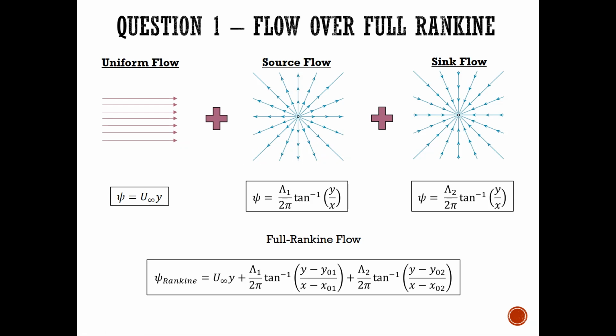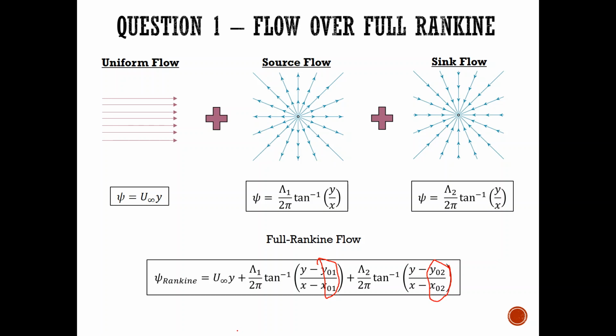Question one asks you to simulate flow over a Rankine body. As we discussed in the last two or three videos, to create a flow over a Rankine body, you need to superimpose uniform flow, source flow, and a sink flow. So this is the equation you'll be programming. Please make sure to code the x naught and y naught in the program because that's the location where you place the source and the sink.